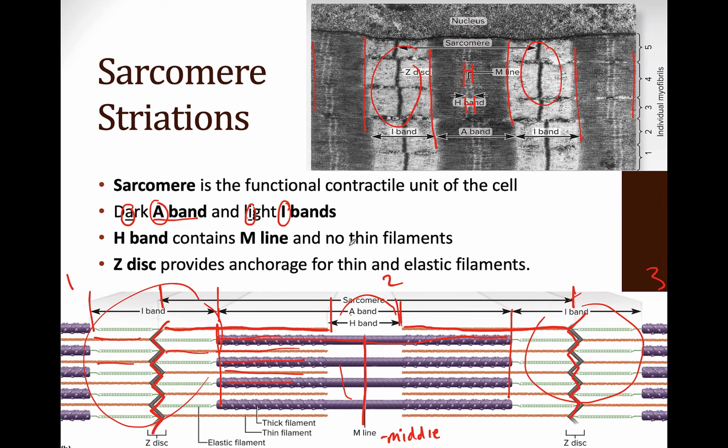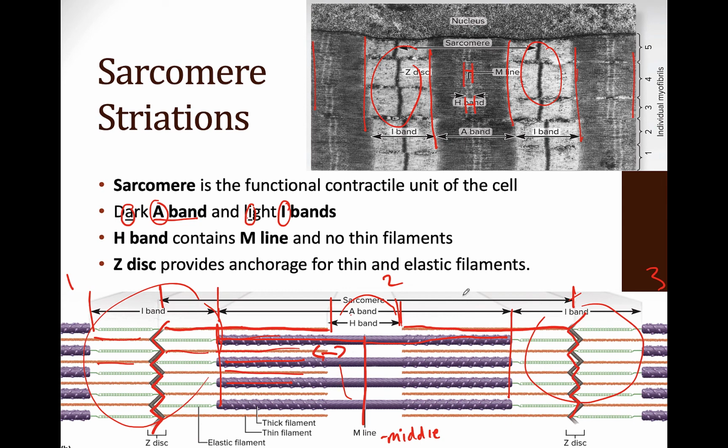When the sarcomere shrinks, so when it contracts, the actin and the myosin are going to overlap each other more, and the I band and the H band are going to get smaller, and the A band is always going to stay the same size because the myosin does not change size. So again, actin and myosin, they don't change size. What they do is they just slide past each other.